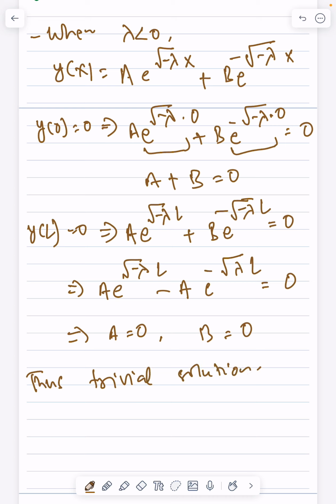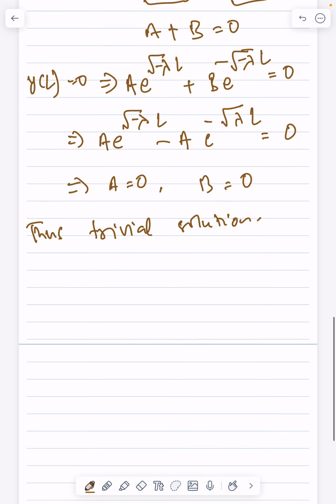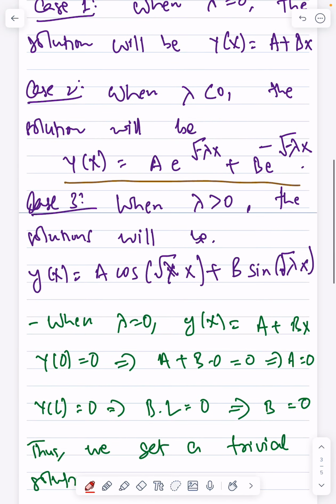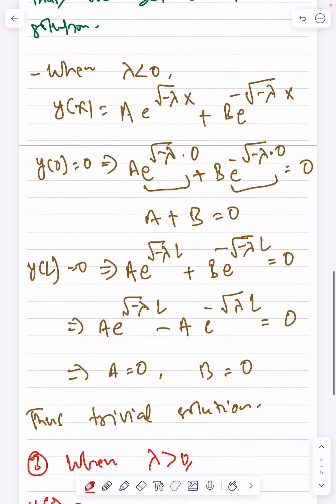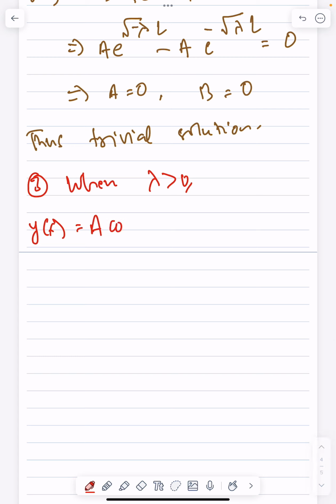And we do not have any eigenvalues for when lambda is also less than 0. Now let's look at the third case, when lambda is greater than 0. When lambda is greater than 0, this was our solution, right? This is the solution to our ODE when lambda is greater than 0: a cosine of square root of lambda x plus b sine square root of lambda x.